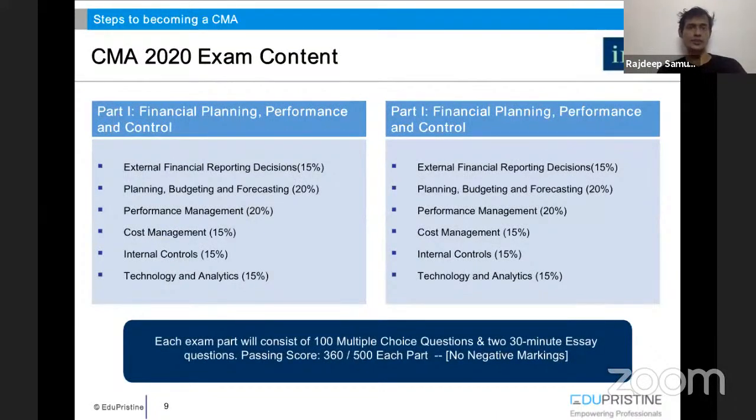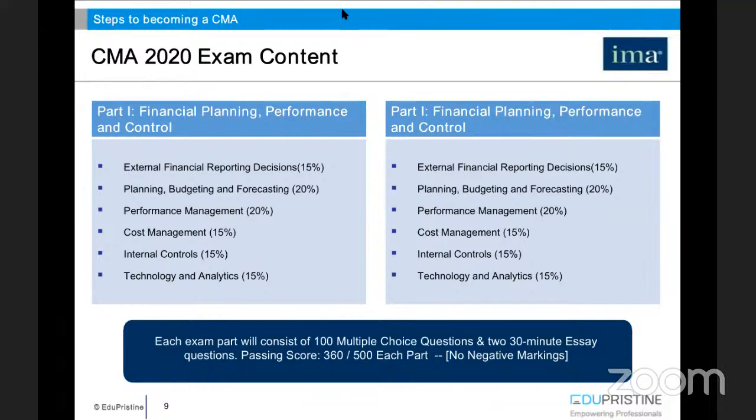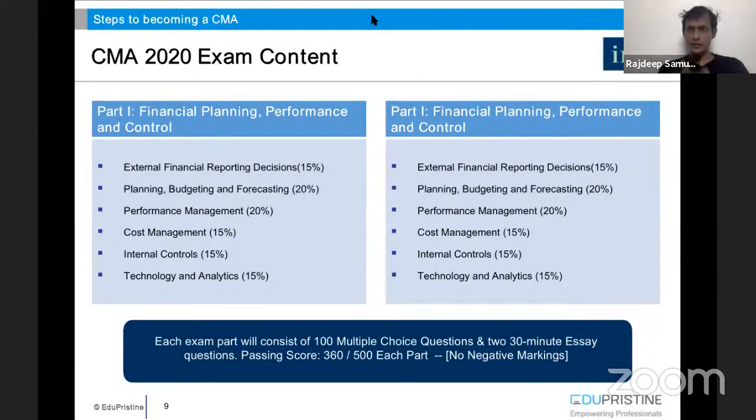The exam content, like I said, there are two parts to it, part 1 and part 2. Take a minute to go through the screen carefully to understand what are the different parts. Just take a minute to go through this, guys. Right. So are we clear on the screen, guys? So that's your part 1, part 2 for now.